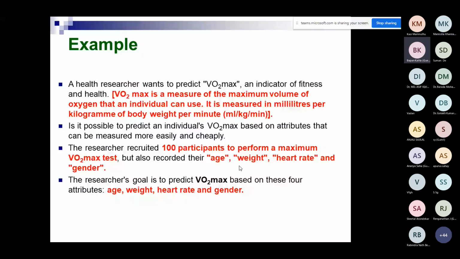Yeah, likewise father of the house and all other dependent members. Okay. Yeah.